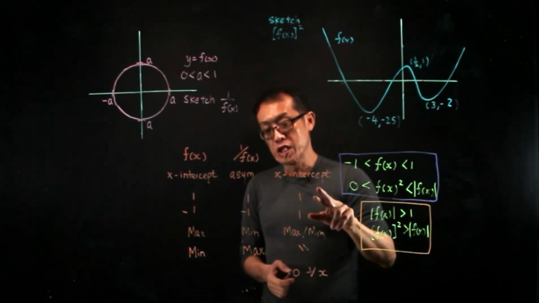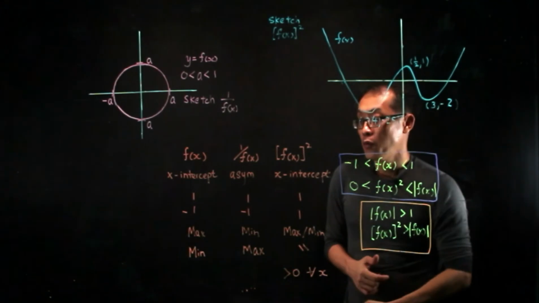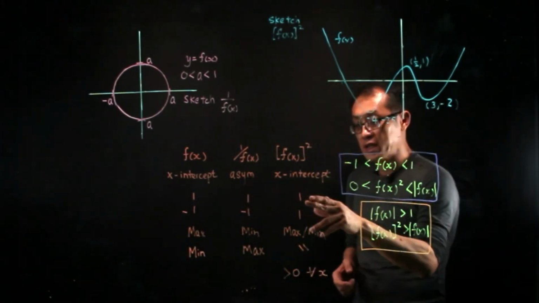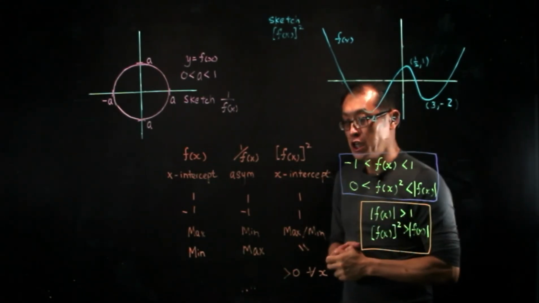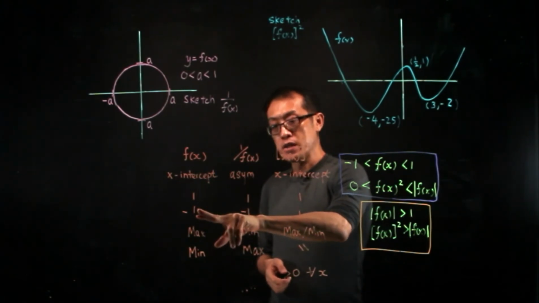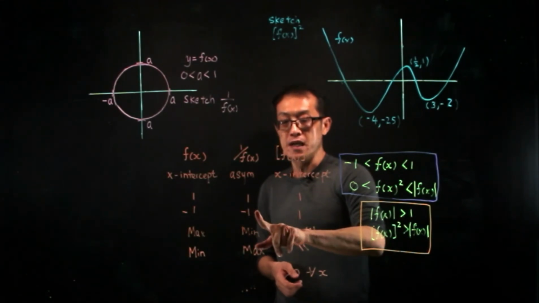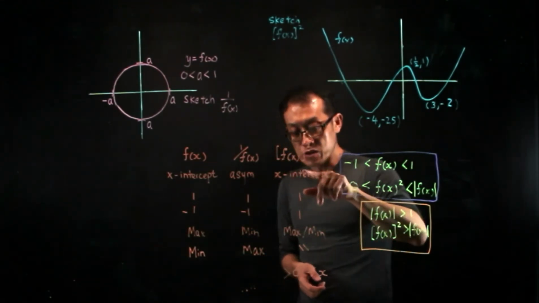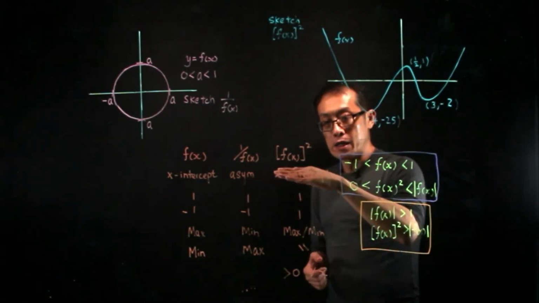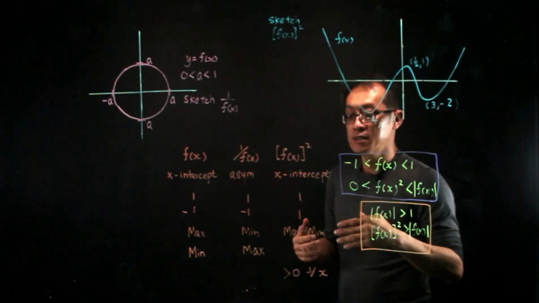This one remains unchanged. It is still the x-intercept of f of x squared. When f of x equals 1, 1 over f of x is still 1. f of x squared is still 1, so the point remains unchanged. When f of x equals minus 1, 1 over f of x is also minus 1. So the point remains unchanged. Now for f of x squared, that point is being reflected up. The axis of reflection will be the x-axis.